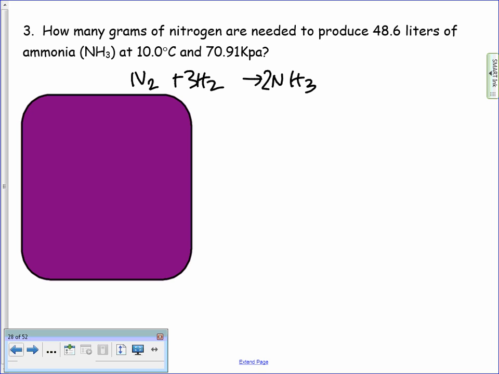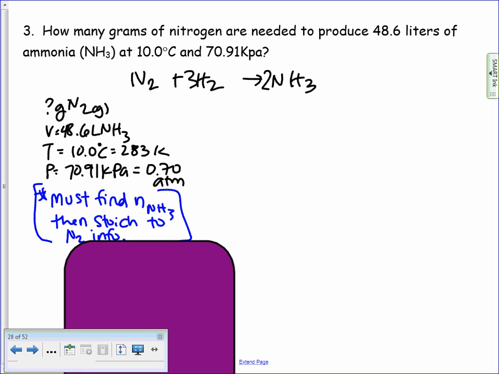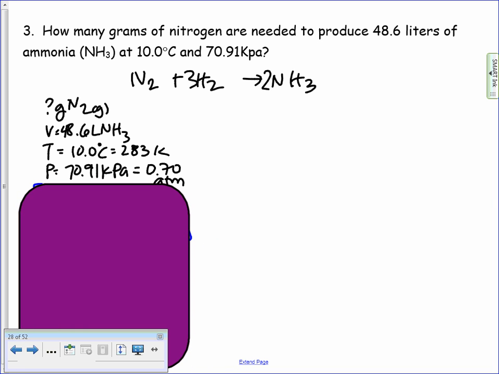Okay, it looks like some of us did not get this done. You better be writing fast. I'm expecting that you at least have your givens down. So what are your givens here? 48.6. Okay, so we have V for volume. What else do we have? Temperature and pressure, but these need to be converted to Kelvin and atmospheres. All right, you should get 283 Kelvin and 0.7 atmospheres. Thumbs up, you got that far.